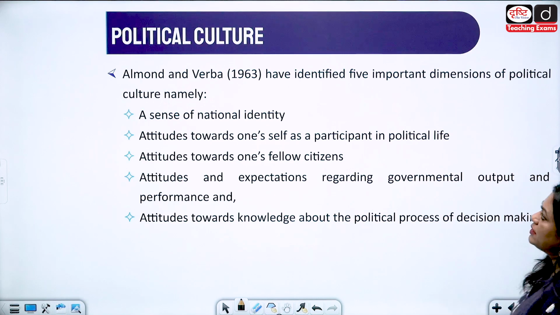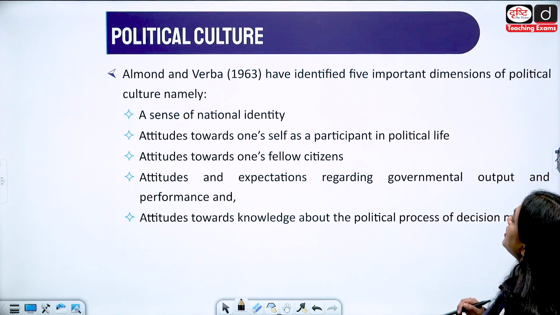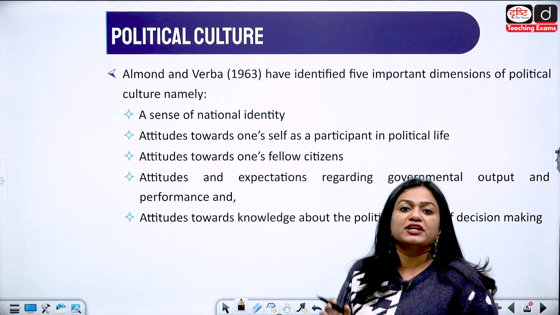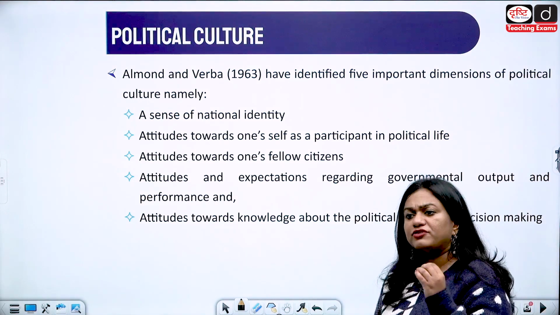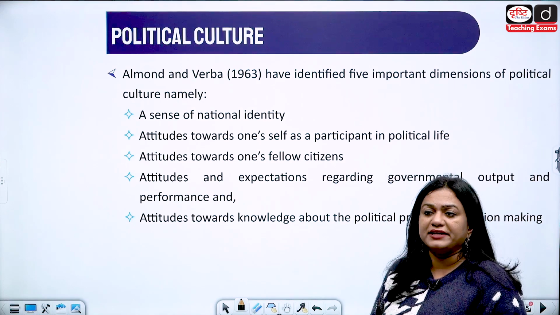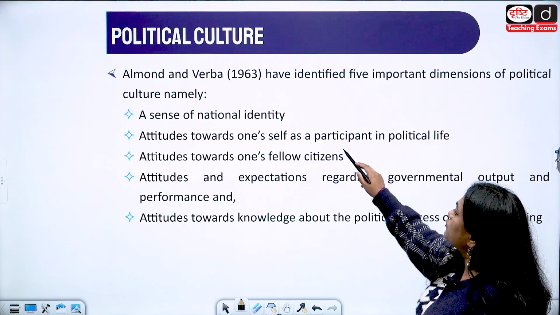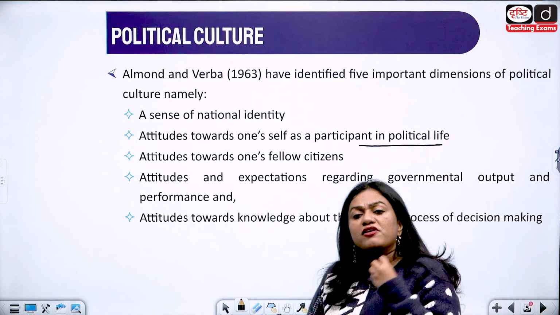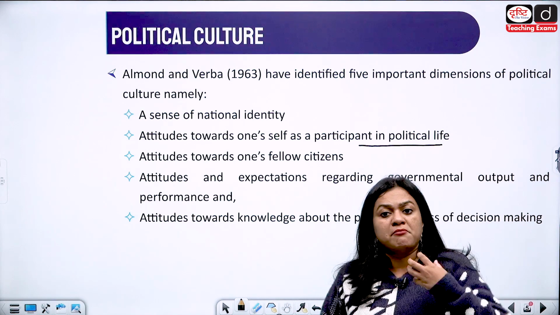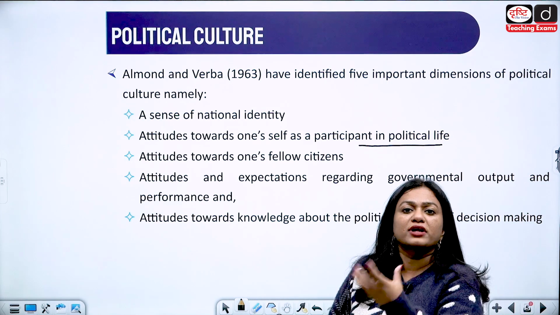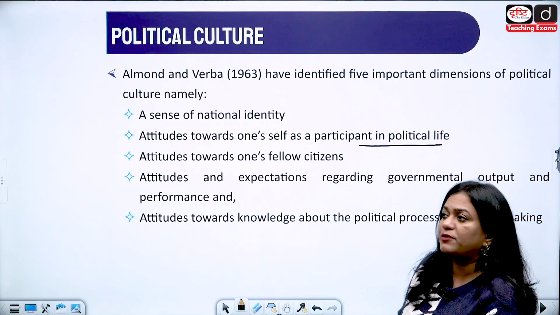Moving ahead, Almond and Verba identified five important dimensions of political culture. First, we have a sense of national identity. Countries are well aware of their national identity. Then they have an attitude towards oneself as a participant in political life. They are well aware that casting a vote is going to have an impact.